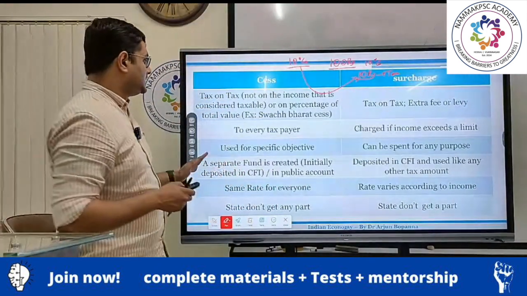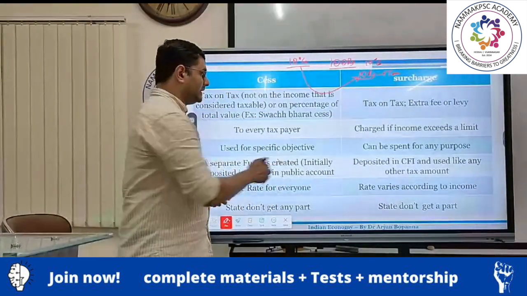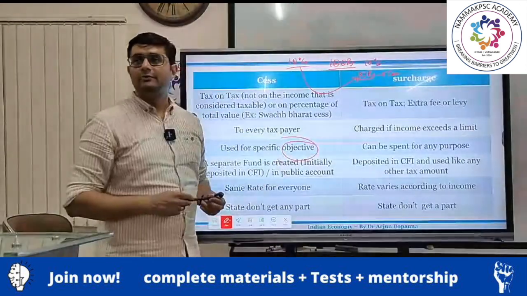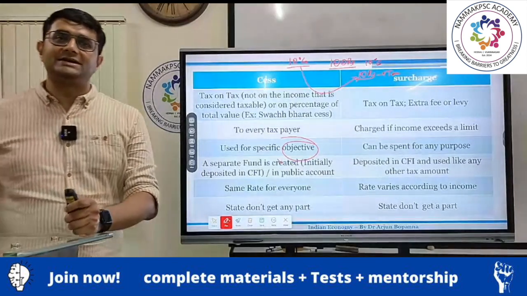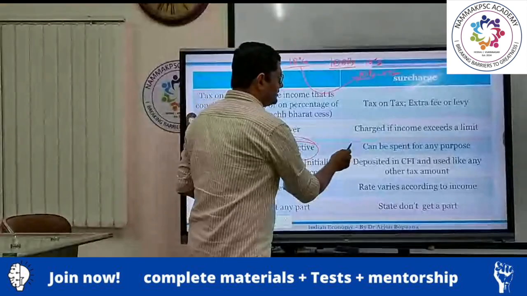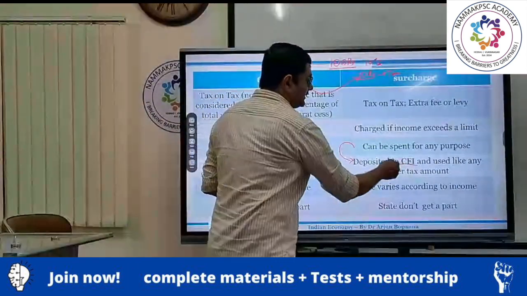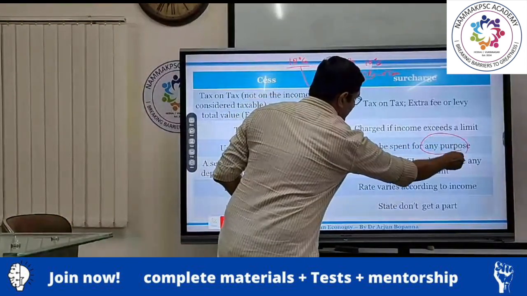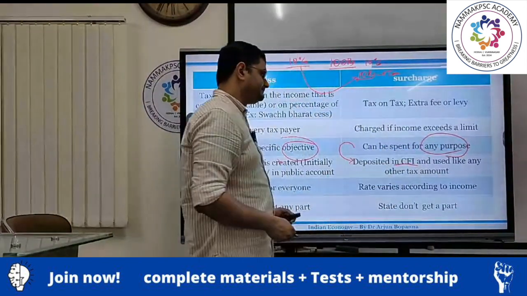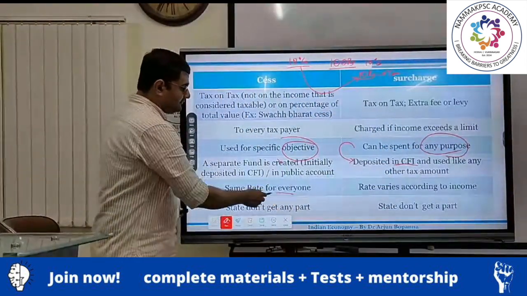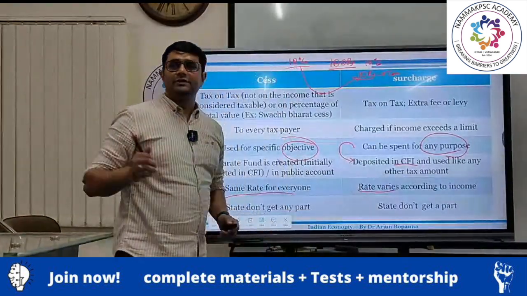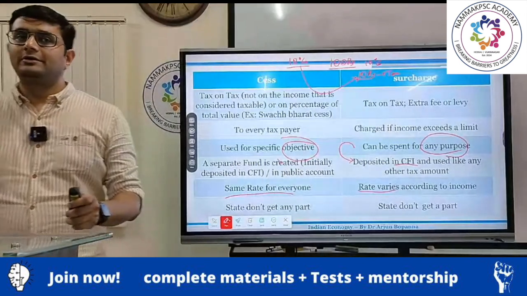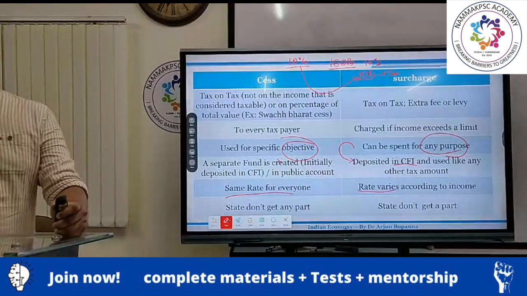Cess is used for a specific objective only. It cannot be spent for other purpose. Whereas surcharge, it goes to what? Consolidated Fund of India and can be spent for any purpose. Then cess has the same rate for everybody. Surcharge rate will vary. You saw, no? 50 lakh to 1 crore, 1 crore and above, like that. It varies.